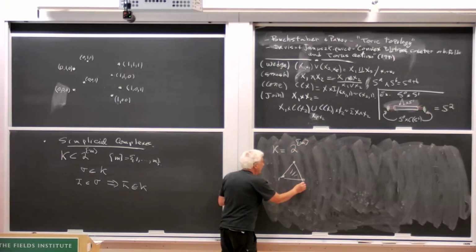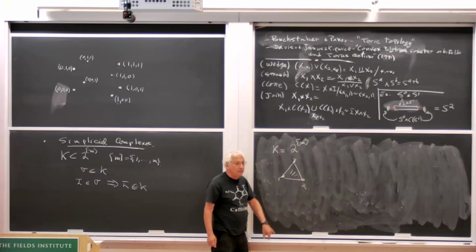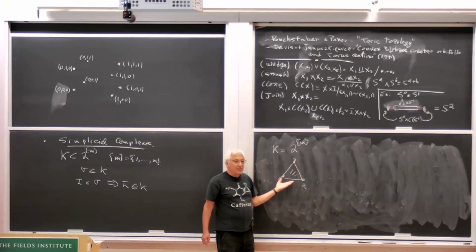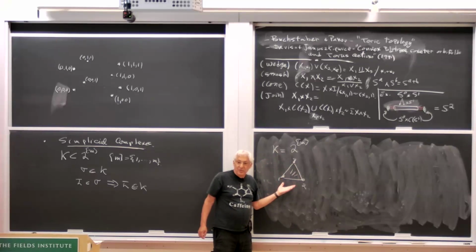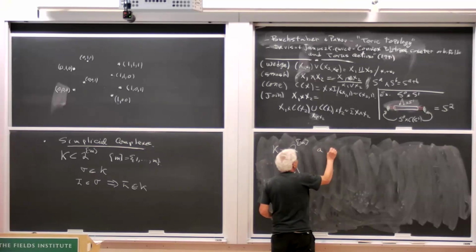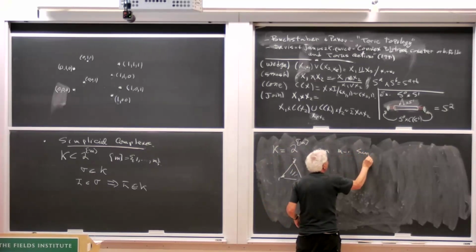Here are the points 1, 2, 3. The vertices 1, 2, and 3 belong. The edges are denoted by the subsets 1, 2, and the full simplex would be 1, 2, 3. This is called a 2-simplex. In general, this would be an M-1 simplex.